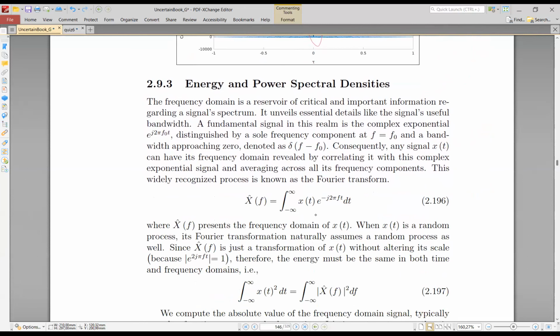Then we need to talk about one important topic, the energy and power spectral density. So what is an energy signal and a power signal? It is some basic material, but we need to go through it. So let me go to the whiteboard.